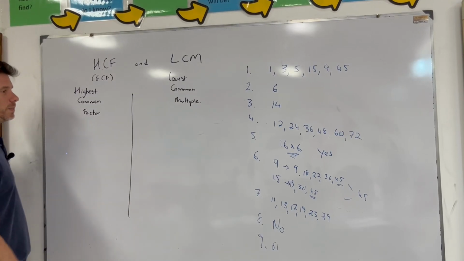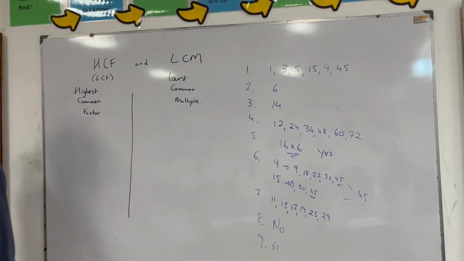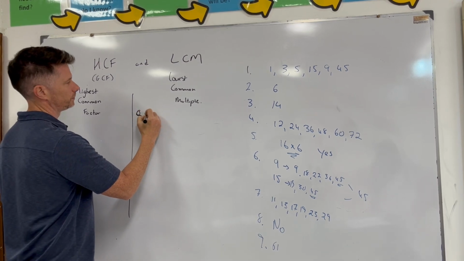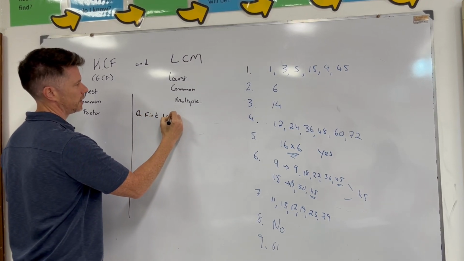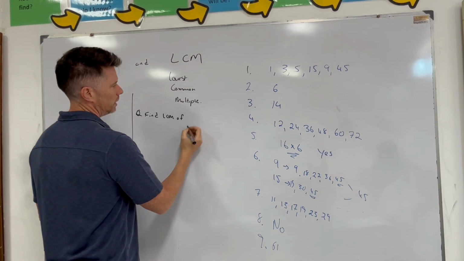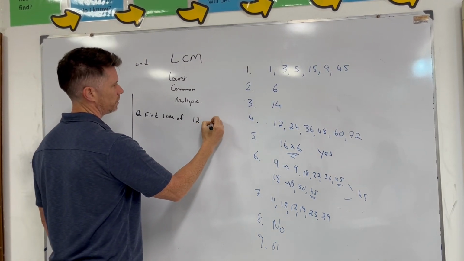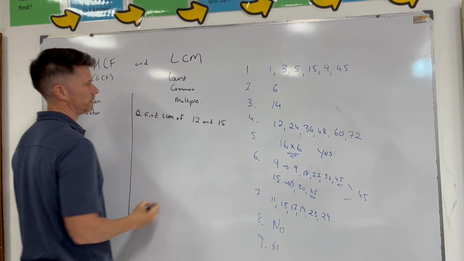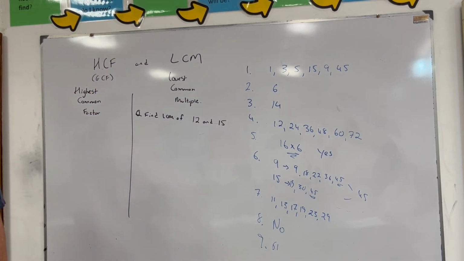The maybe simpler method. So if I want to find the lowest common multiple, let's say find the LCM of 12 and, let's pick an easy one, 15. If I want to find the lowest common multiple of 12 and 15, first thing we go, it's not factors. So if you're thinking the number 3, you are not on the right track.